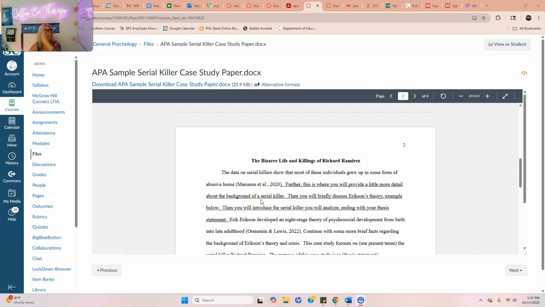The period always goes outside of the parenthesis, not in it. It doesn't go here because some professors will dock you for that. That's happened to me years ago. So make sure the period goes after. Now, the reason this is underlined is because I'm just giving you directions.